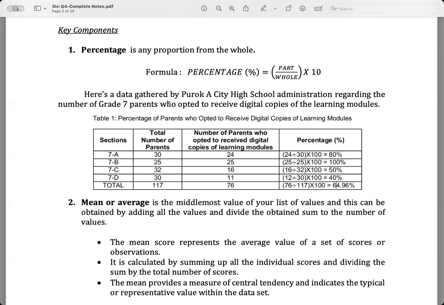So in here, you would see that there are 4 sections. Okay, based on this table, you have 4 sections, total number of parents and the number of parents who opted to receive digital copies. And then we take a look here. So for section 7A, 80% opted for digital copy and so on and so forth. Now, the good thing about percentage is that you don't really have to deal with the exact number. It's the easiest way to come up with the general picture of the data because it's part to whole.